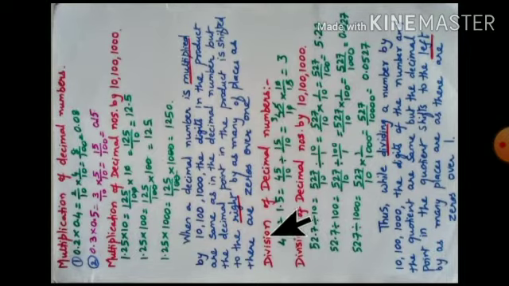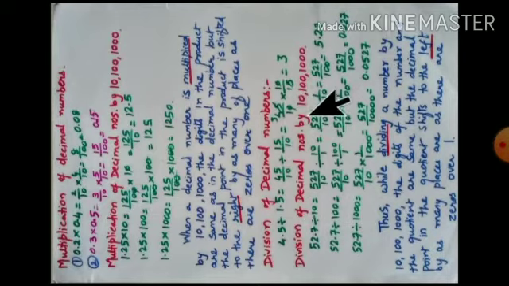Now division of decimal numbers. 4.5 divided by 1.5 equal to 45 upon 10 divided by 15 upon 10 equal to 45 upon 10 into 10 upon 15. Divide will become multiply and 15 upon 10 will become 10 upon 15. So 15 ones are 15, 15 threes are 45, and this 0 will be cut, equal to 3.